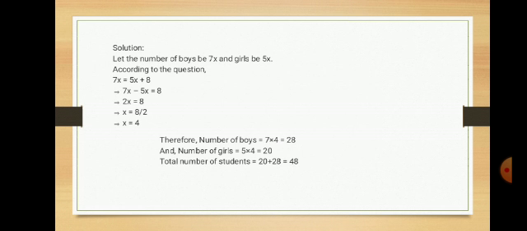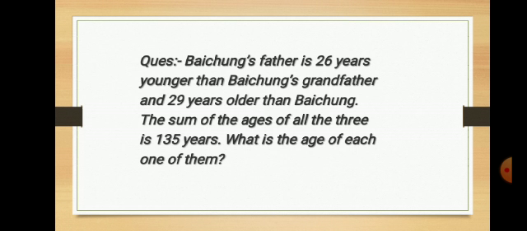Now we can find the number of boys, that is 7x. 7 4s are 28, and the number of girls in the class is 5 into 4, that is equal to 20. The total number of students in the class is 20 plus 28, that is equal to 48.